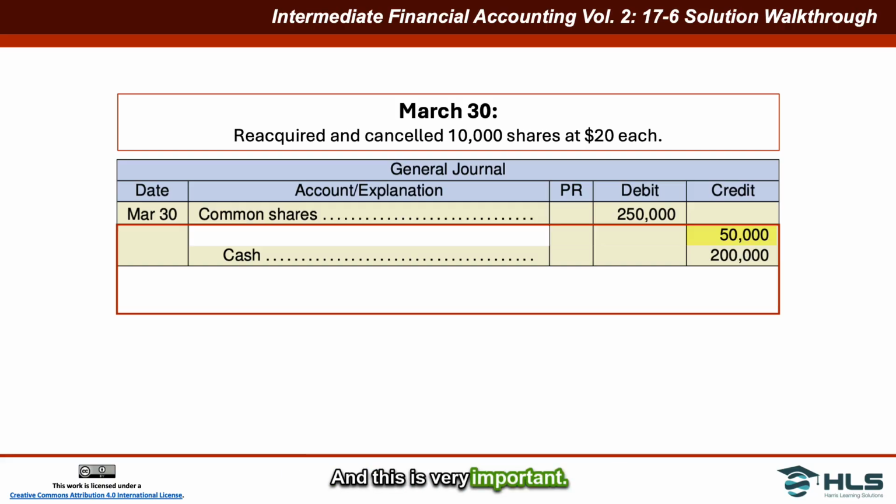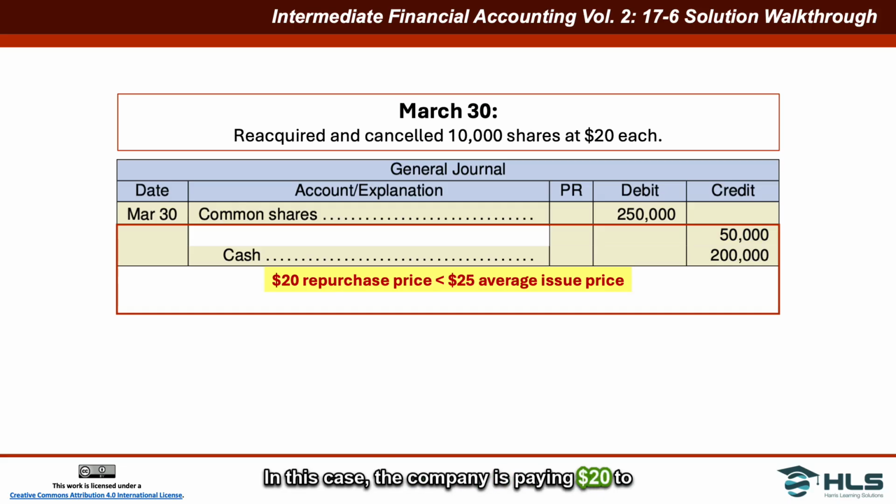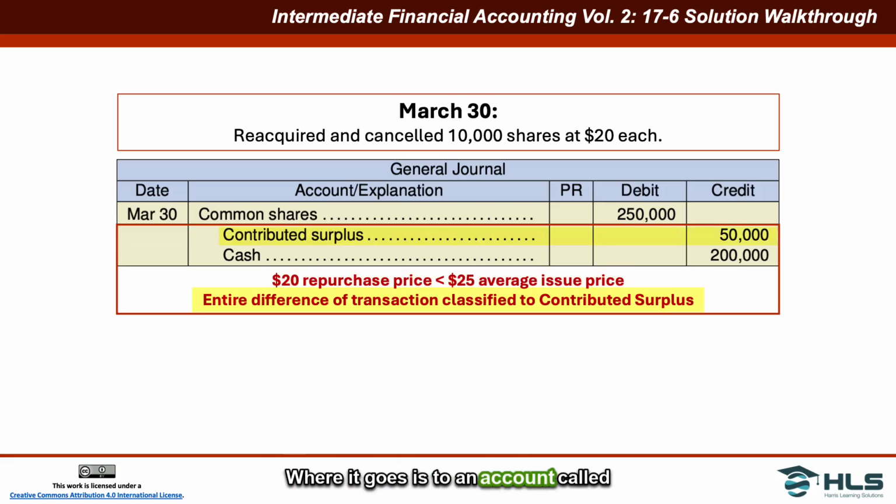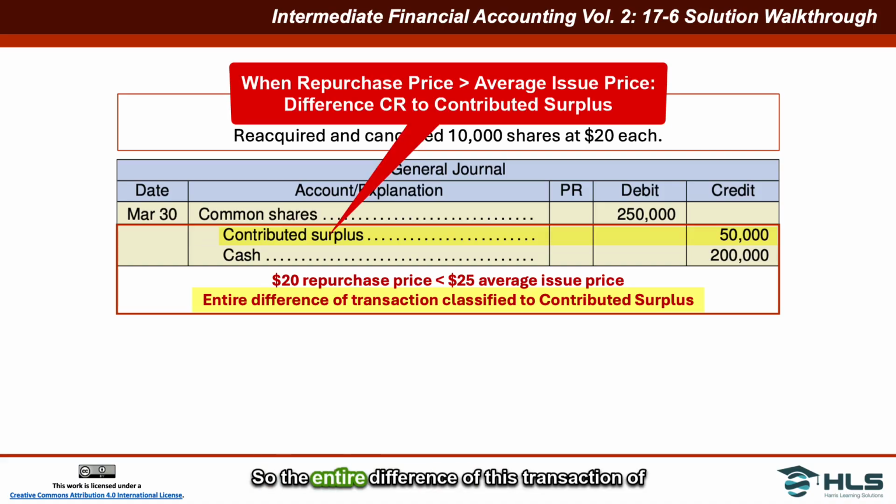And this is very important. In this case, the company is paying $20 to repurchase shares that it issued for $25. So the company is paying less for those shares than it originally received for them, which might suggest that the company made some money or profited off the sale of its own shares. Well, companies cannot record gains or losses on transactions related to their own shares. So this credit cannot be to any sort of revenue account. Where it goes is to an account called contributed surplus. So the entire difference of this transaction of $50,000 is going to be credited to contributed surplus.